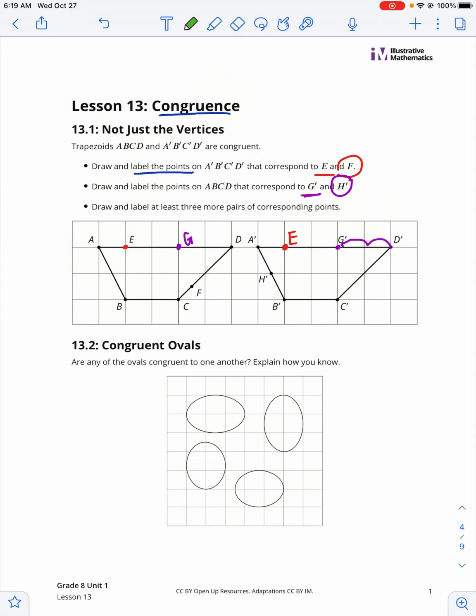And then it says draw and label 3 more points of pairs of corresponding points. So I could, for example, put a point, let's call it Q, between B and C. And then between B prime and C prime, I could put Q prime. Go ahead and do 3 more pairs of corresponding points. Pause if you need to, and come back for 13.2.